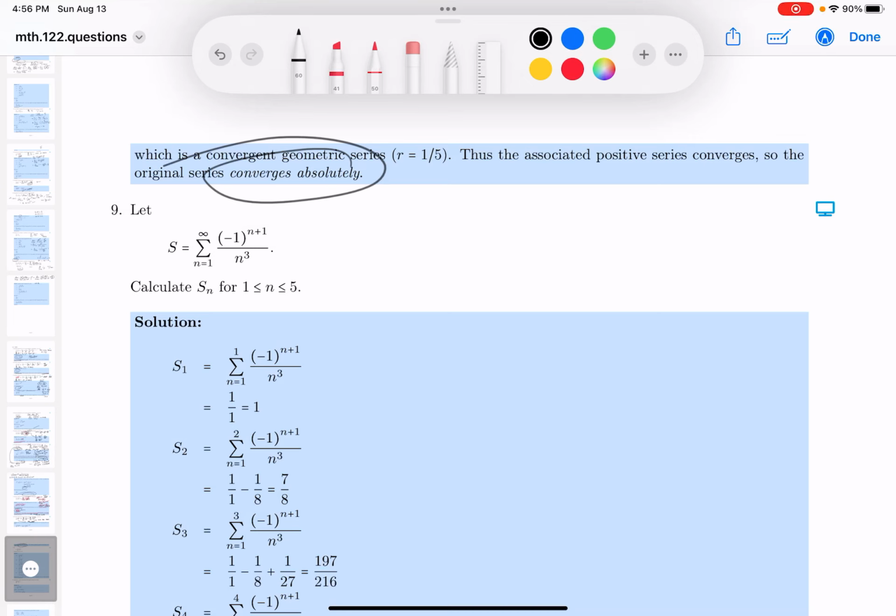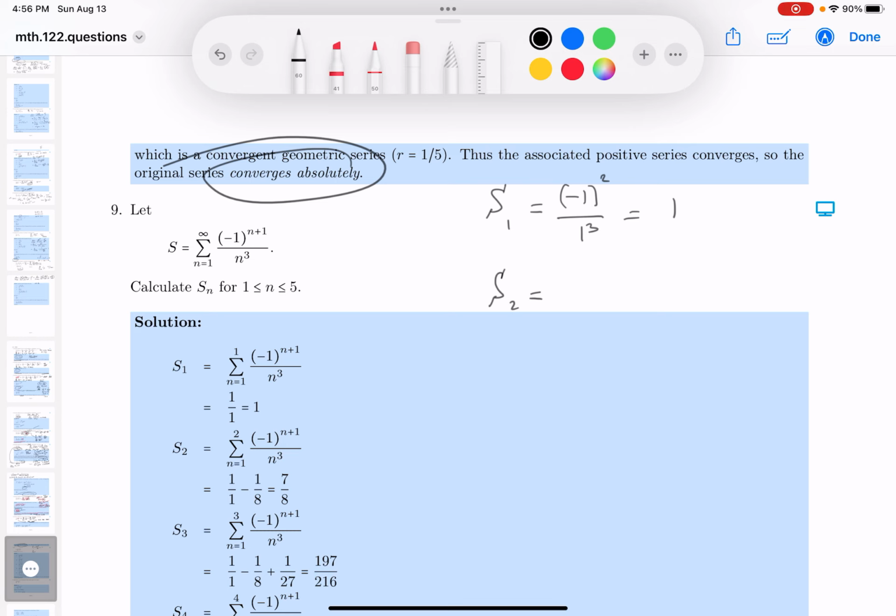Okay, so number 9, it says what S is. S is an infinite series, and it asks you to do some computations, by the way. It wants you to calculate Sn for n between 1 and 5. Now, what does that mean? It means doing S1. What's S1? It's the sum from 1 to 1, so it's going to be minus 1 to the 1 plus 1, which is 2, over 1 cubed. What does that give you? 1. That's pretty simple. Let's do S2.